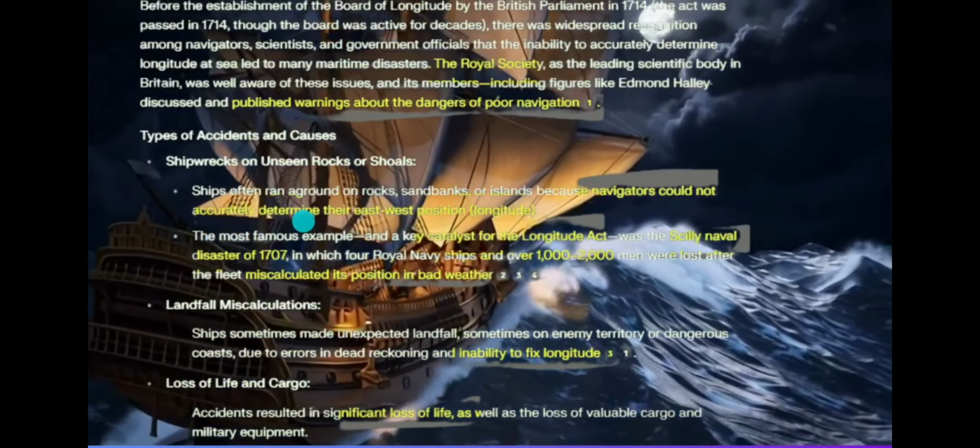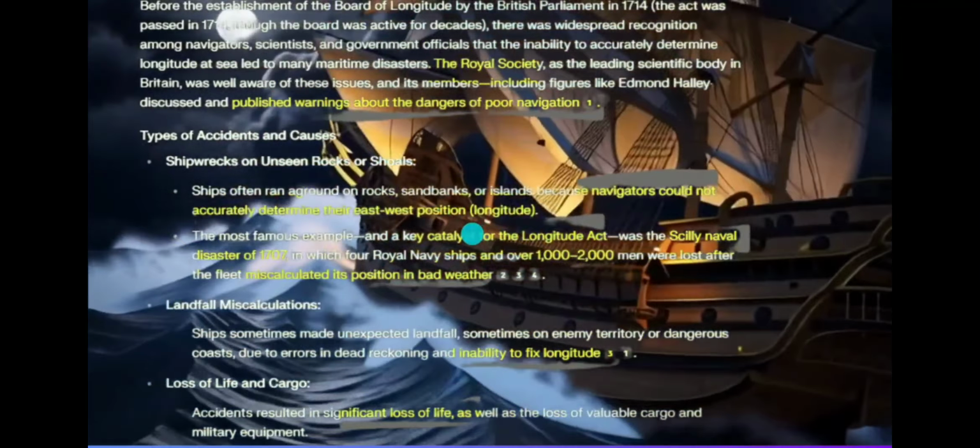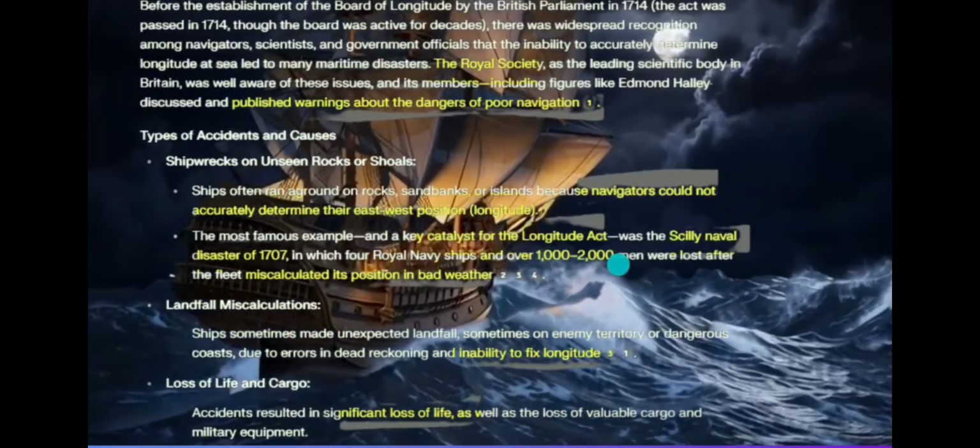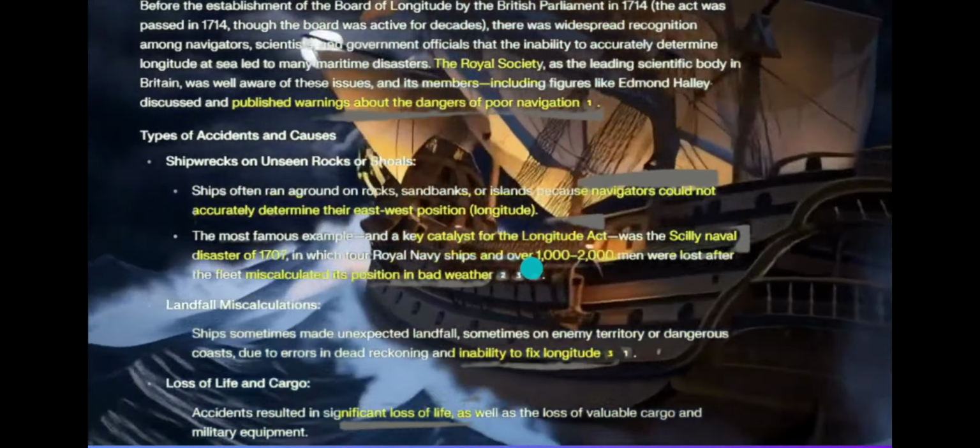So there was, ships often ran ashore because navigators could not determine their east-west position. And if you look into it, there's only one example. It's 7 years before the Board of Longitude, right? So they're known for the thing. 2,000 people died. It was the silly naval disaster of 1707 with 4 ships lost. So it was miscalculated based on bad weather.